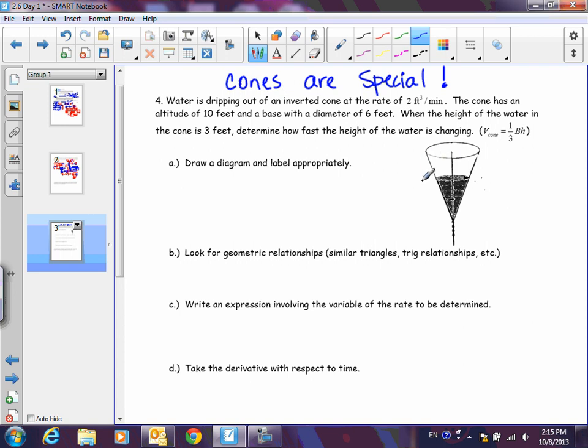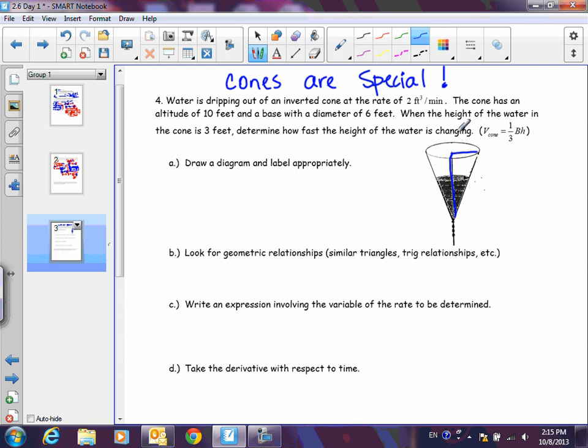Most of the time, cones are going to be inverted like this. Think of those old school snow cone cups. That's what this is. And then water is dripping out, okay? The other thing is, there are 2 dimensions to a cone, whereas a sphere and a circle just have radius. A cone has a radius and a height that are both changing.